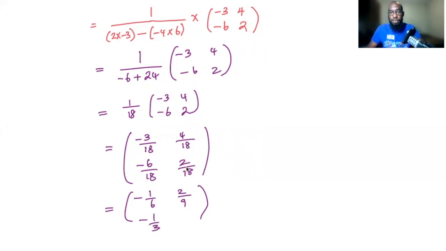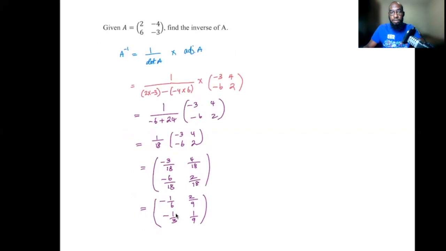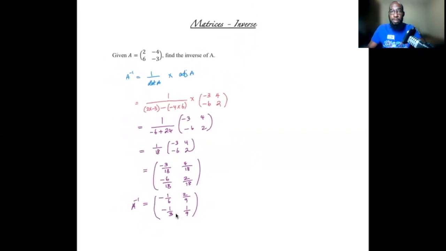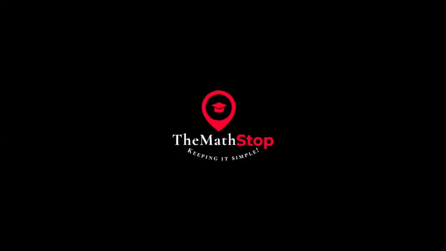And the highest number that could go into 2 and 18 is 2. 2 into 2 is 1. 2 into 18 is 9. Let me give a little more bracket here. So try to have your matrix bracket covering the entire thing. Here represents A inverse. So that's it for finding the inverse of a matrix.